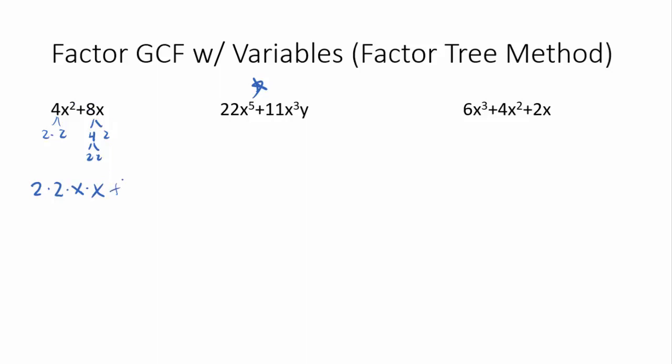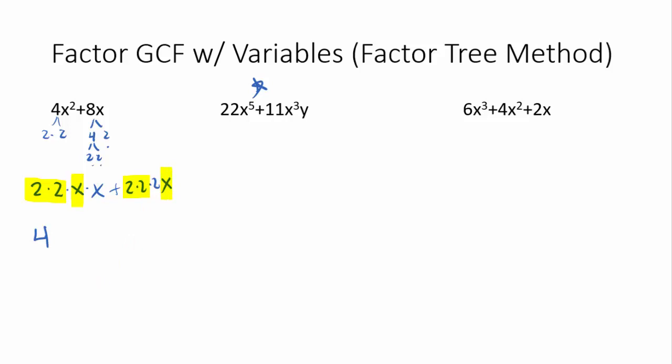And then the 8x could be written as 2 times 2 times 2, since we had 3 2's at the bottom of the factor tree. And then we just have a single x left over on this one. So looking at things to circle here, I see that they both have 2 2's in common. So that could be written as a 4 on the outside. And actually, if you look, they don't just have numbers in common. This time they also have an x in common.